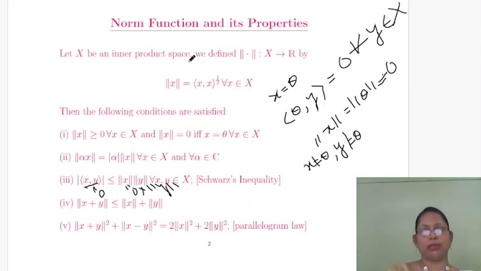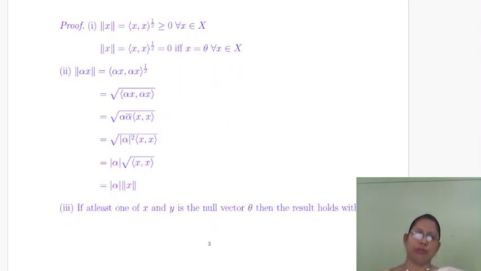Here X is my inner product space. We define a norm from X to R such that the norm of x is equal to the square root of the inner product of x comma x, which satisfies property 1, property 2 and property 4. Then this inner product space is a normed linear space. So in the exam you are asked to show that an inner product space is a normed linear space. First you should consider X as an inner product space, define this norm, and prove these three properties, property 1, property 2 and property 4. Then your theorem will be proved.